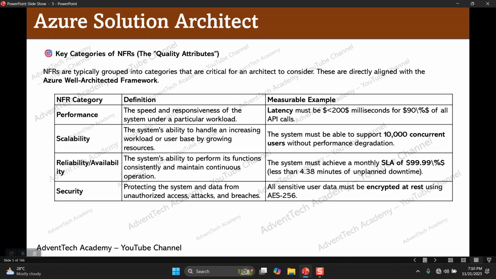We can measure the performance based on latency, which must be less than 200 milliseconds, or on cost, for example less than $90 for all the API calls. How much will it cost? How is it performing? How is the server performing? How are the cloud apps performing? How is the Amazon portal performing? Scalability is the system's ability to handle an increased load or user base by growing resources.